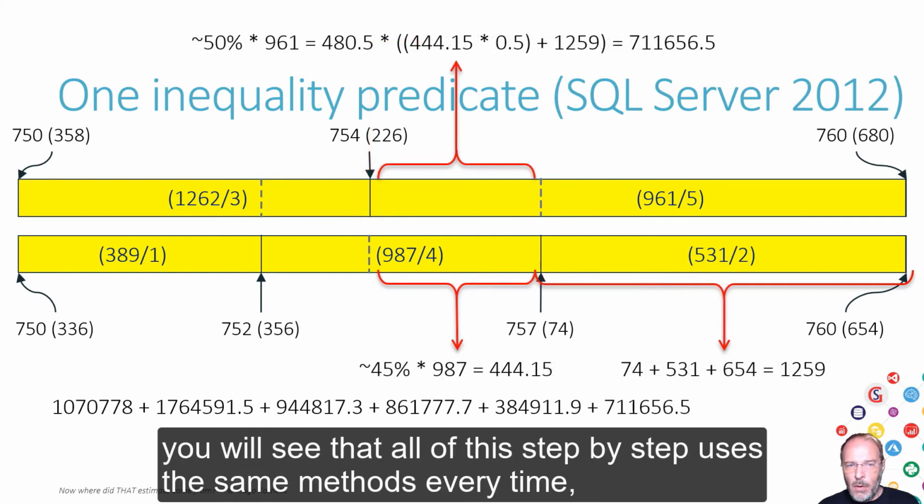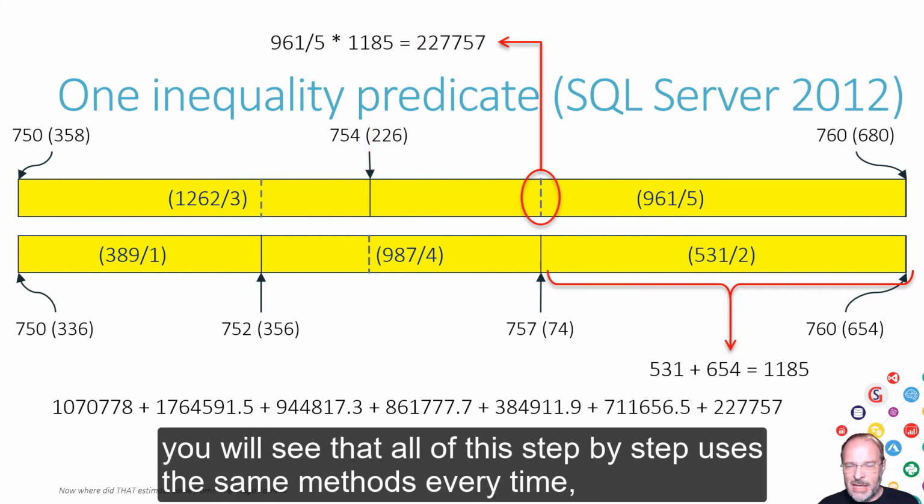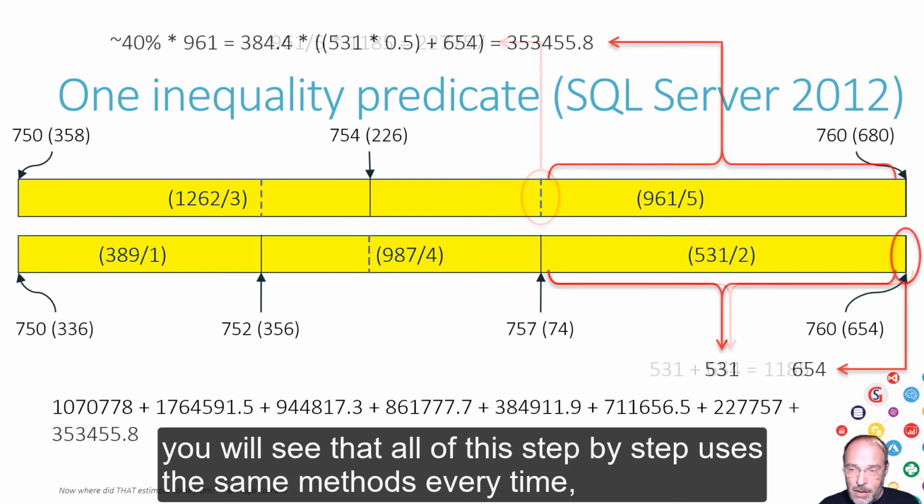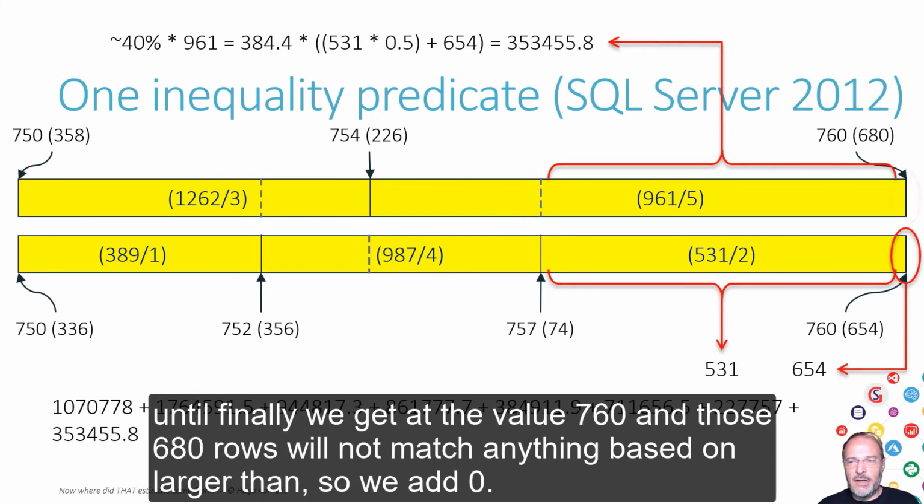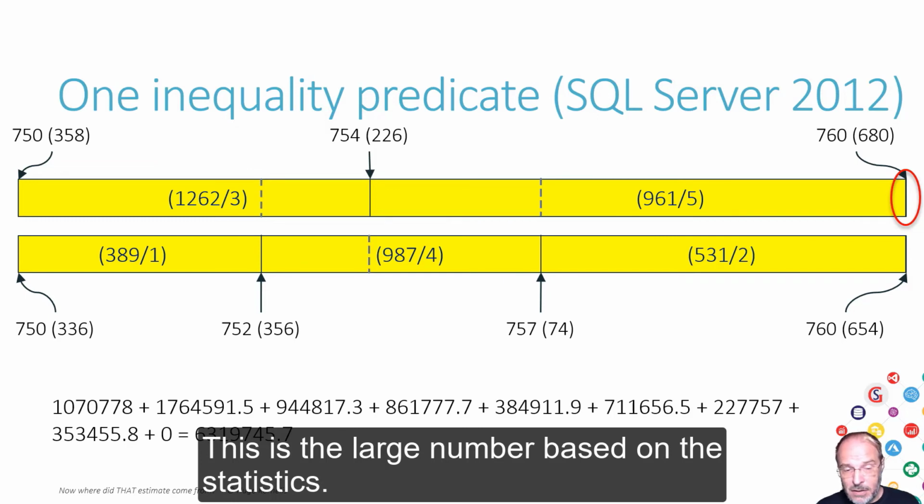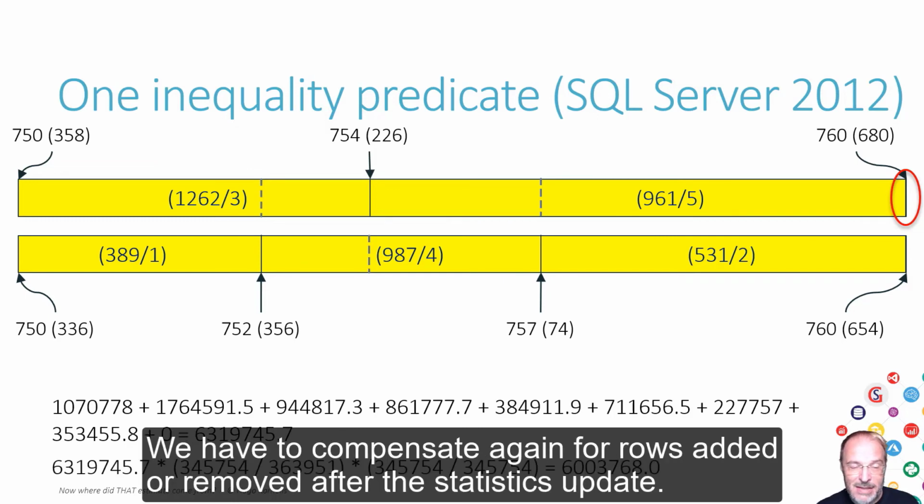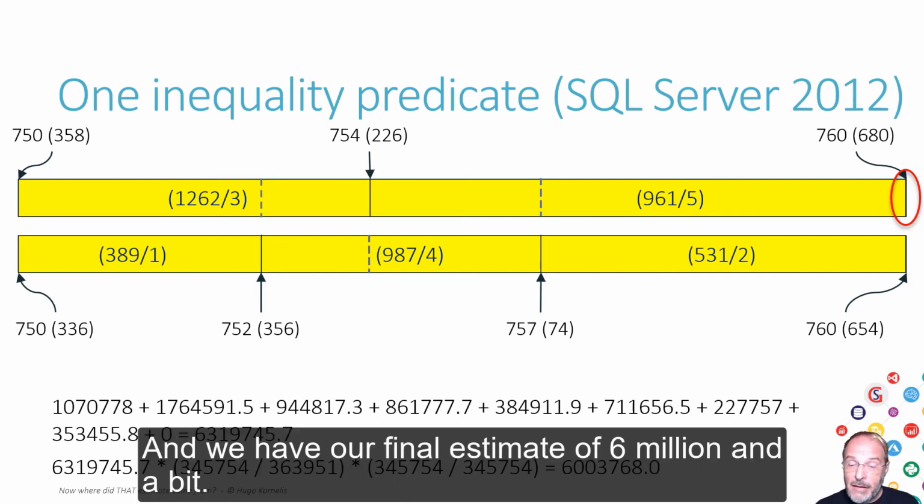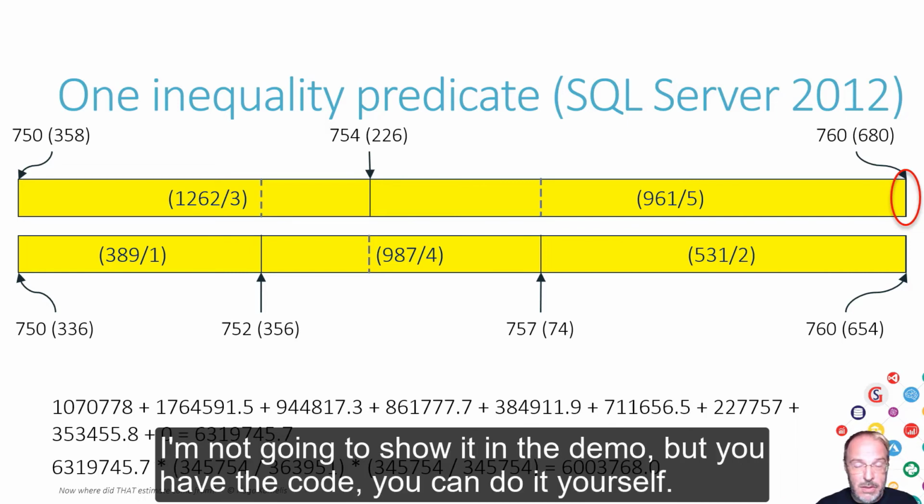You will see that all of this step by step uses the same methods every time until finally we get at the value 760 and those 680 rows will not match anything based on larger than, so we add 0. This is the large number based on the statistics. We have to compensate again for rows added or removed after the statistics update. And we have our final estimate of 6 million and a bit. I'm not going to show it in the demo, but you have the code, you can do it yourself.